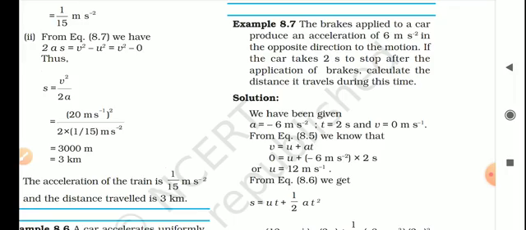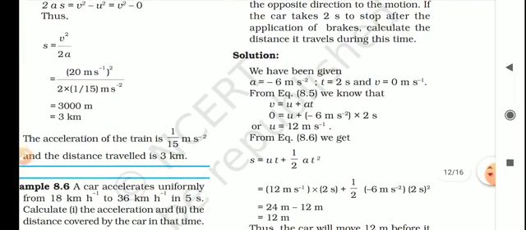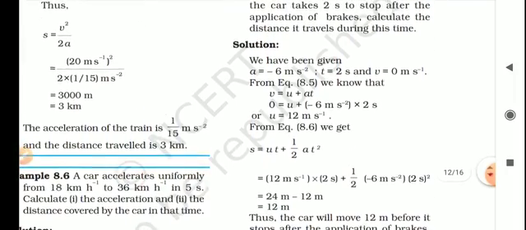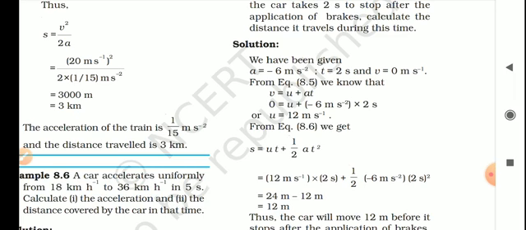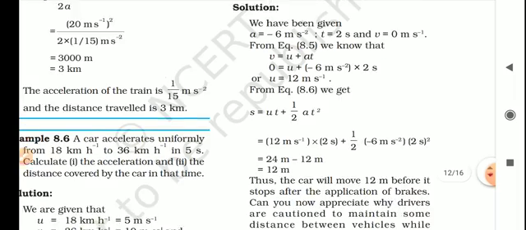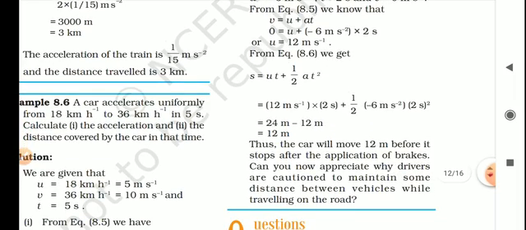Why we have to calculate initial velocity? Because to calculate the distance traveled you need initial velocity. So s equal to ut plus half at square. 12 into 2 plus 1 by 2 into minus 6 into 2 square. So this will be equal to 24 minus 12 equal to 12 meters. Thus the car will move 12 meter before it stops after the application of brakes.